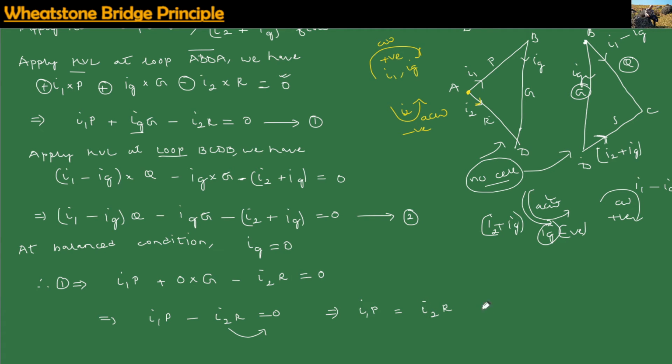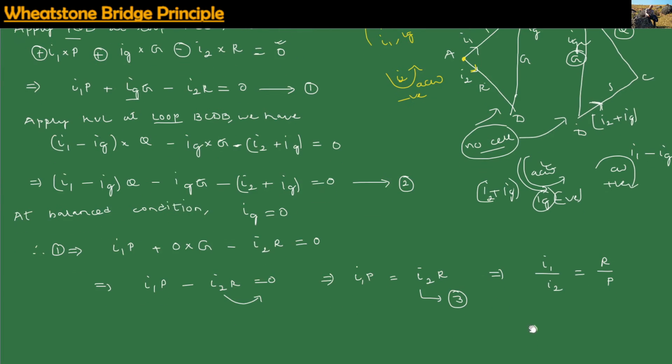So over here we can write the ratio of the currents, I1 divided by I2, this will be equal to R divided by P. Or we can use this relation also. Let us mark this as relation number 3, the third relation.